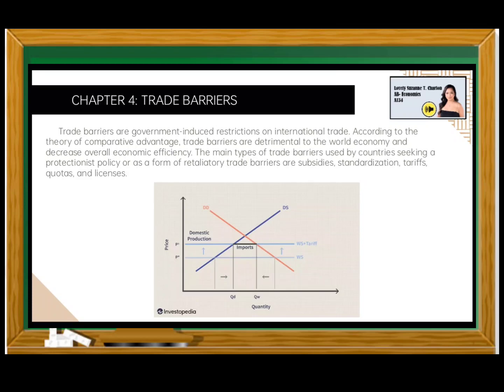Chapter 4, the Trade Barriers. Trade barriers are government-induced restrictions on international trade. According to the theory of comparative advantage, trade barriers are detrimental to the world economy and decrease overall economic efficiency. The main types of trade barriers used by countries seeking a protectionist policy or a form of retaliatory trade barriers are subsidies, standardization, and tariffs, quotas, and licenses.